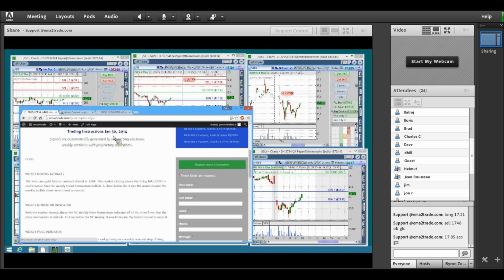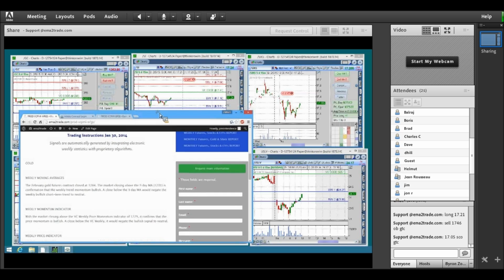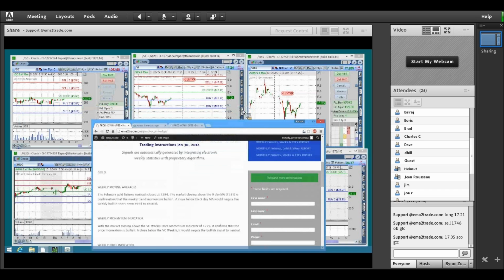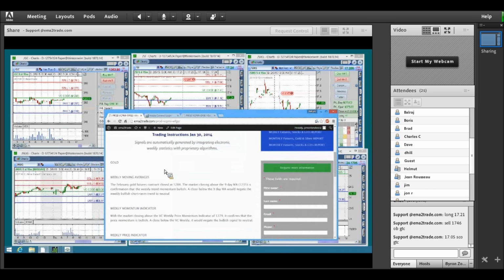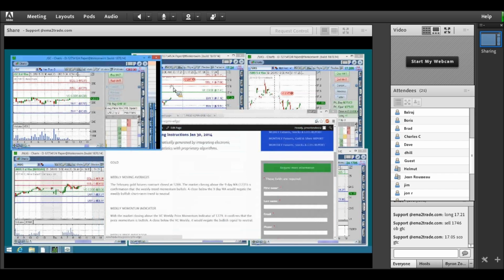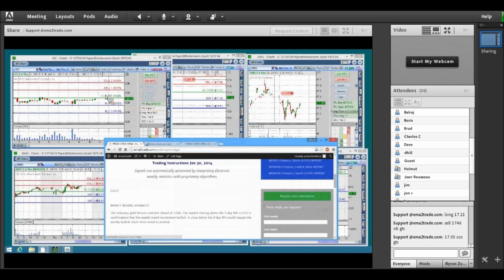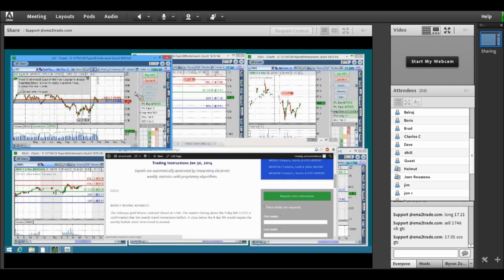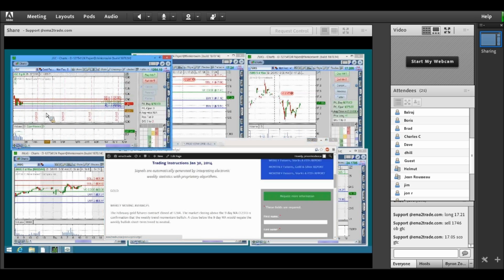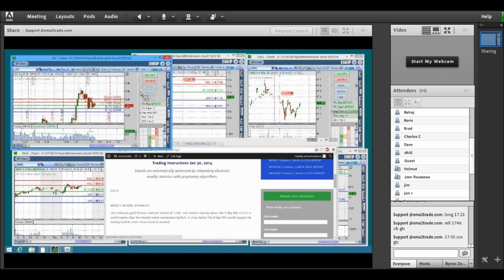On January the 30th, the gold market closed at 1284. Let me put the daily chart here in the gold market so we can see clearly how the algorithm is able to identify for us day trading opportunities, swing trading opportunities, and long-term position trading opportunities.